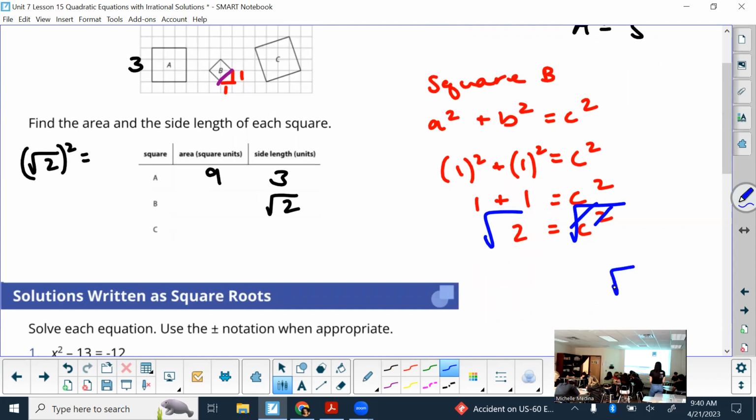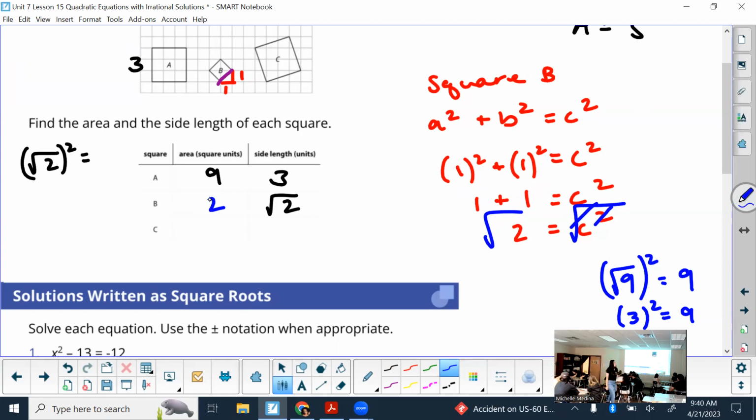What if it was like the square root of 9 and then squared? What's my answer going to be? 9, right? Because square root of 9 is 3, and then you square it again, you get 9. They cancel each other out. So my area for B is going to be what? 2. Or you could put it in decimal and it'll still tell you that. Square root of 2, then square it. Good?